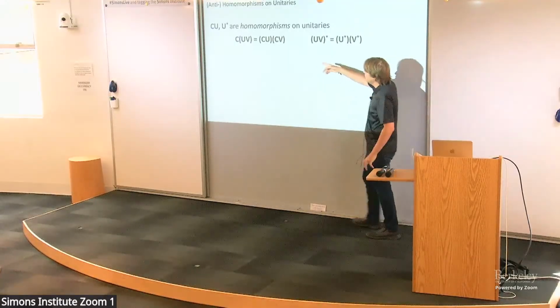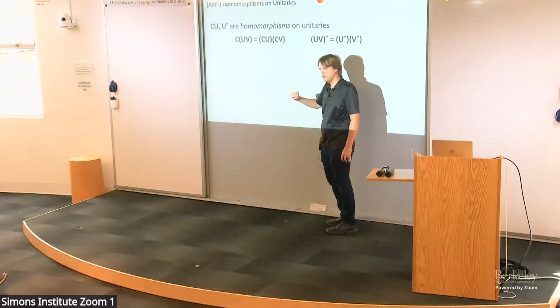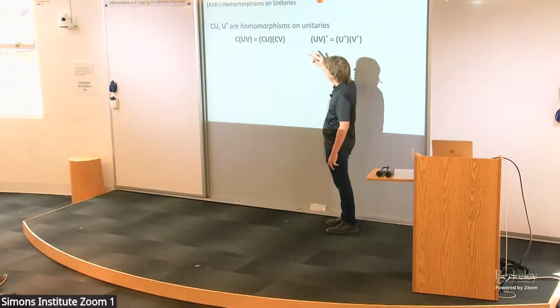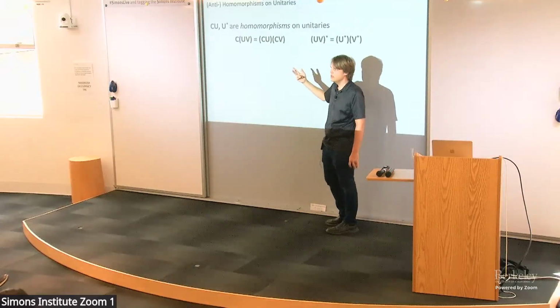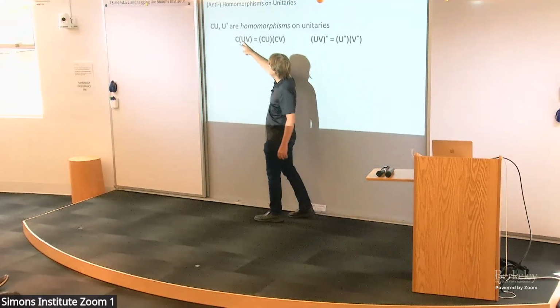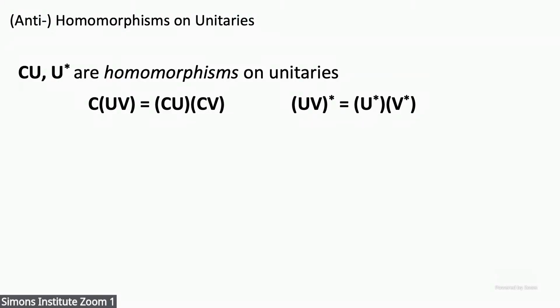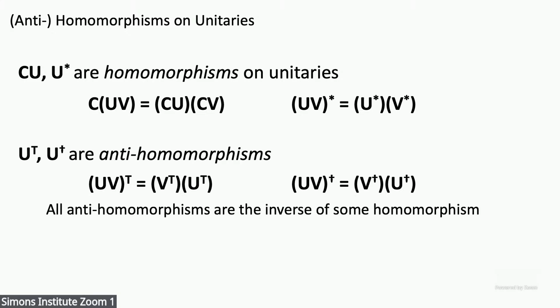So first, notice that the exact reason why we can implement controlled and conjugates is because they're homomorphisms on unitaries, right? So if I control UV, that's the same as controlling U and then multiplying by control V, and same for conjugates. Transpose and conjugate transpose are what are known as anti-homomorphisms. It's basically the same thing, but when you break it out, you just reverse the order of the computation. And all anti-homomorphisms are just the inverse of some homomorphism.